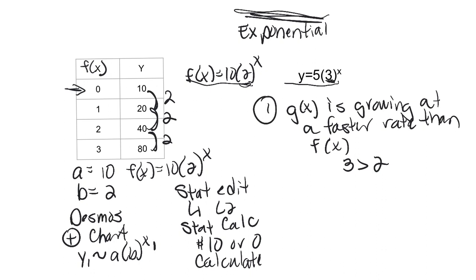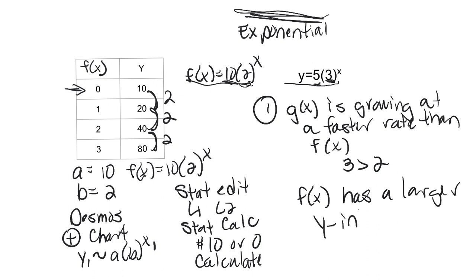The second one, looking at the functions, I can compare their y-intercepts or their initial amount, their a's. And what I see is that f of x has a larger y-intercept than g of x.